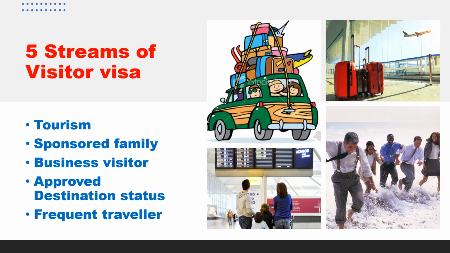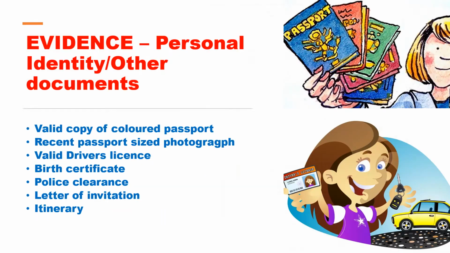Please note that there is a major difference in selecting sponsored family visitor visa because condition 8503, or no further stay, will be attached to this visa stream as this condition is mandatory. If you believe that you will satisfy the visa criteria and legal requirements, then select the tourism stream. For other documents, letter of invitation and planned activities are good supporting documents.